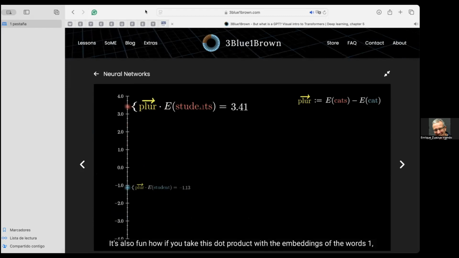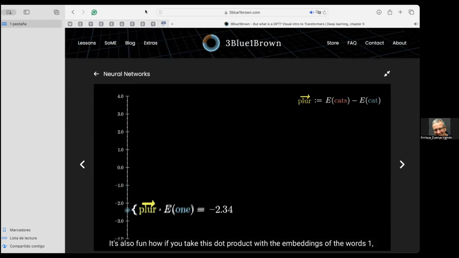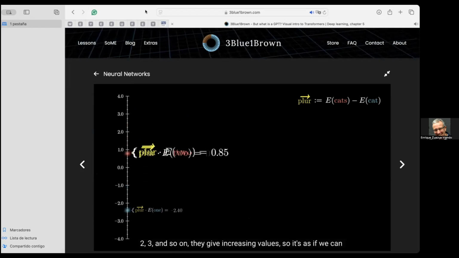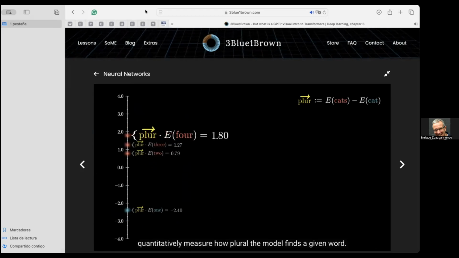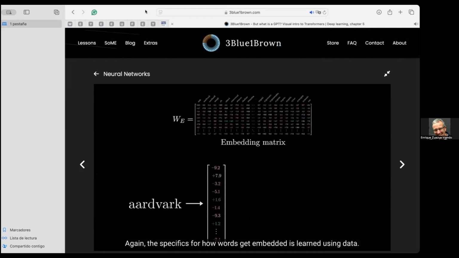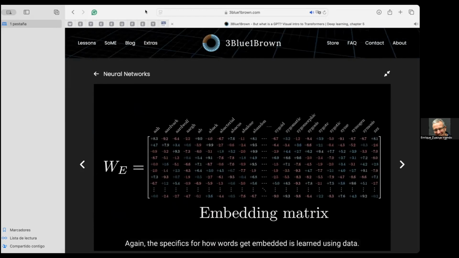It's also fun how if you take this dot product with the embeddings of the words 1, 2, 3, and so on, they give increasing values, so it's as if we can quantitatively measure how plural the model finds a given word. Again, the specifics for how words get embedded is learned using data.